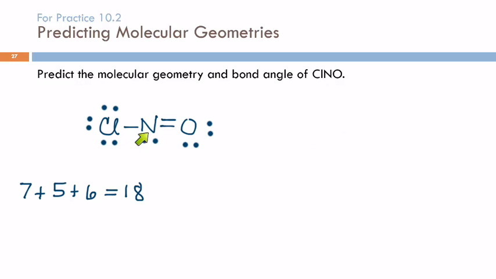So this central atom, how many bonding groups, I'm sorry, how many electron groups? I'm hearing 5, 4, and 3. 4.